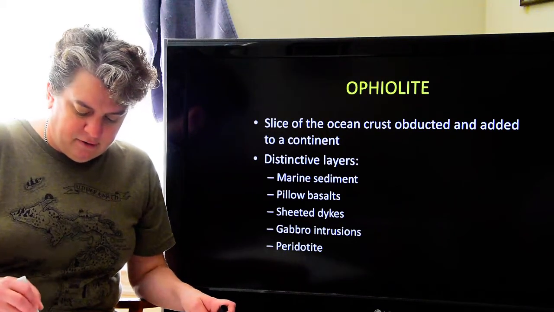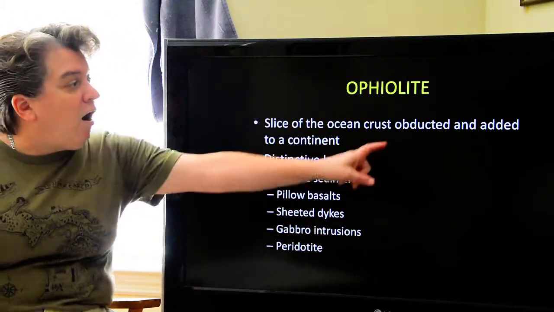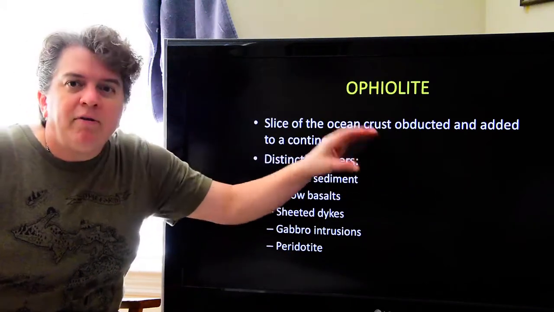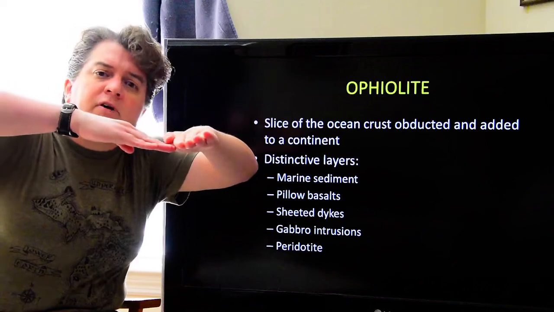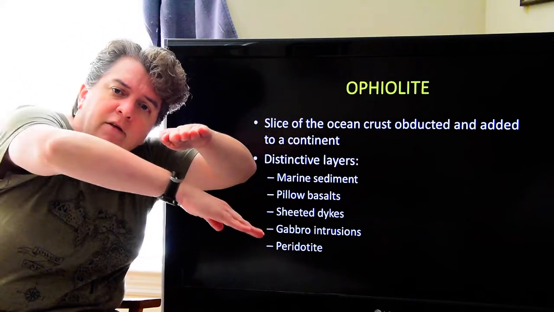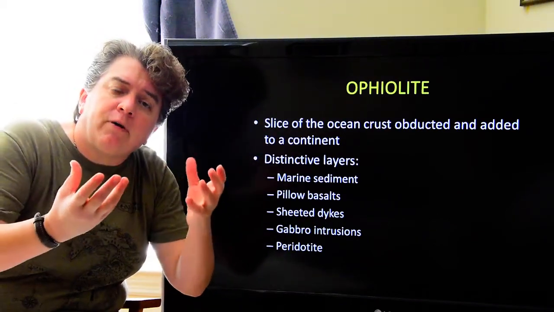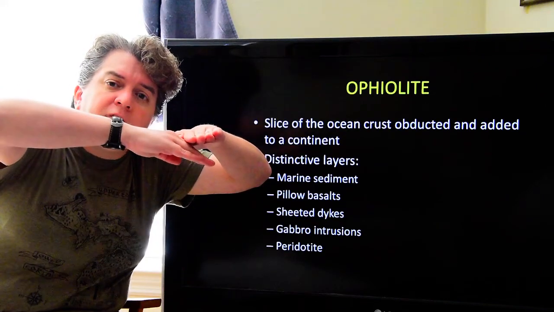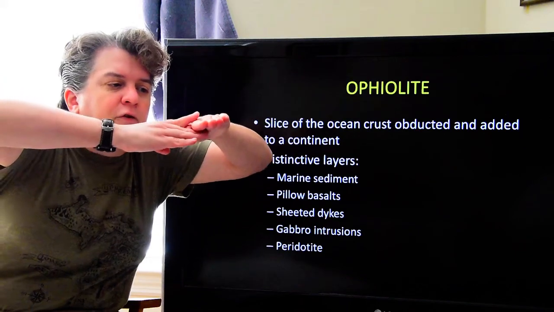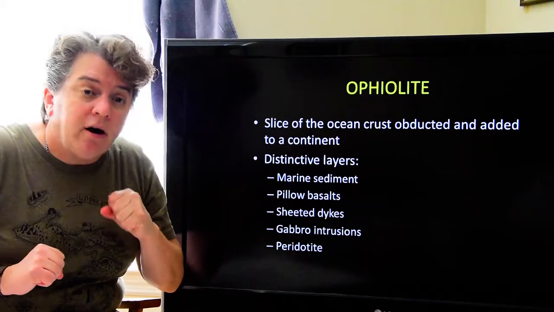And let me finish this. It's a slice of the ocean crust that gets abducted, not abducted. We're not kidnapping it. But what abduction is, I've talked many times about subduction, where the ocean plate slides underneath or sinks underneath another plate. Well, that's not a perfect process. Sometimes bits of that ocean plate kind of get stuck a little bit and they get scraped up and added onto the continent. That's abduction.